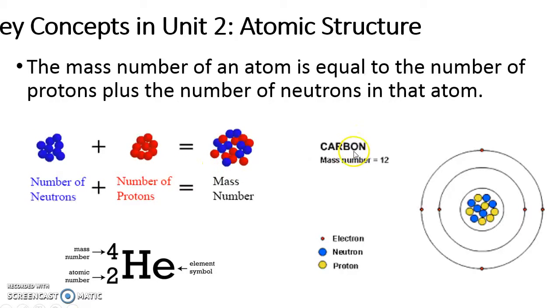For example, carbon has a mass number of 12. You can physically count in here. Neutrons are blue. There's 6 of them: 1, 2, 3, 4, 5, 6. Protons are yellow. There's 6 of those: 1, 2, 3, 4, 5, 6. 6 and 6 is 12. That gives you the mass number. Protons and neutrons have an equal mass. Electrons are so tiny compared to them that you don't even count them for the mass.